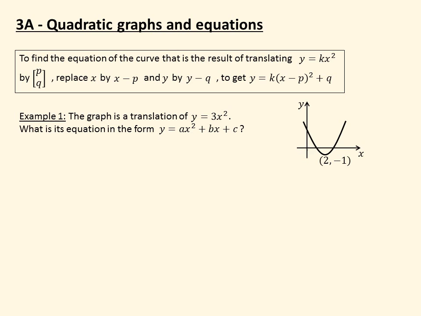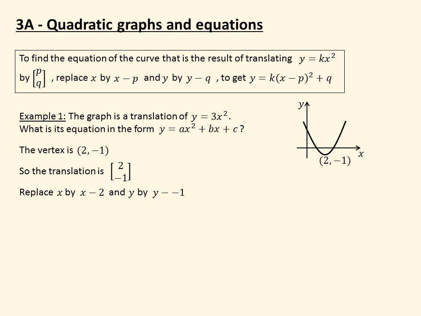So we can now see that this graph has been translated by the vector (2, -1). So if we replace x by x minus 2 and we replace y by y minus 1, or in fact y plus 1, we can get the new equation. So y equals 3x squared becomes y plus 1 equals 3(x minus 2) all squared.